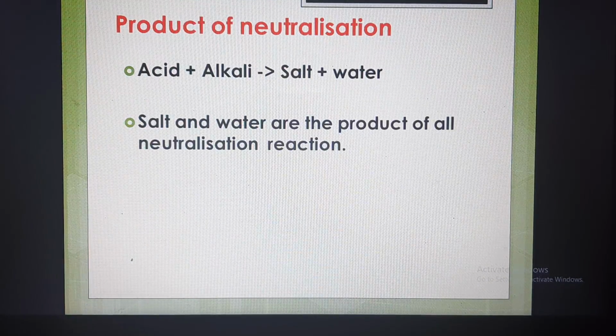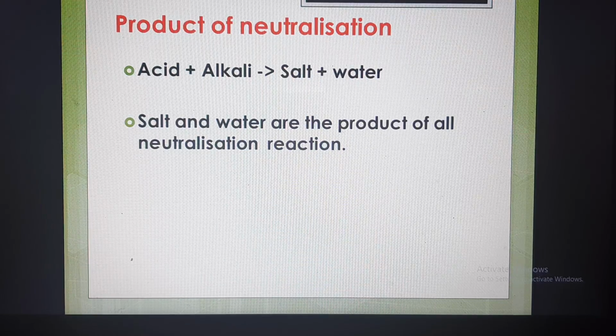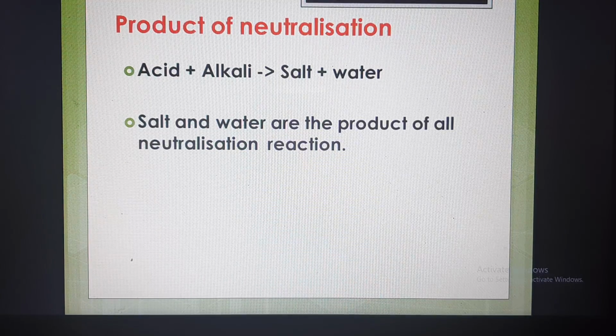Next we are going to discuss the product of neutralization that we discussed in the previous lesson, and these lessons are connected to each other. So for the product of neutralization, we can start from the general equation: acid plus alkali is equal to salt and water. So the products of neutralization are salt and water. It is the same in all neutralization reactions.